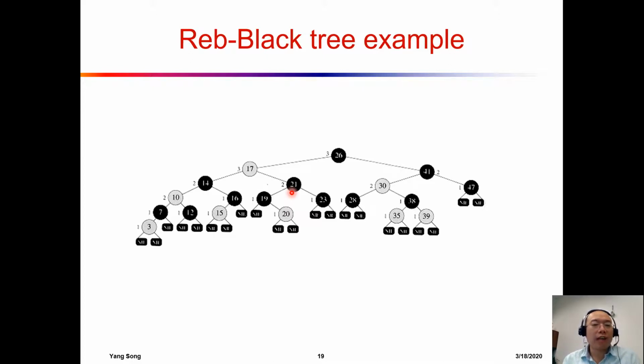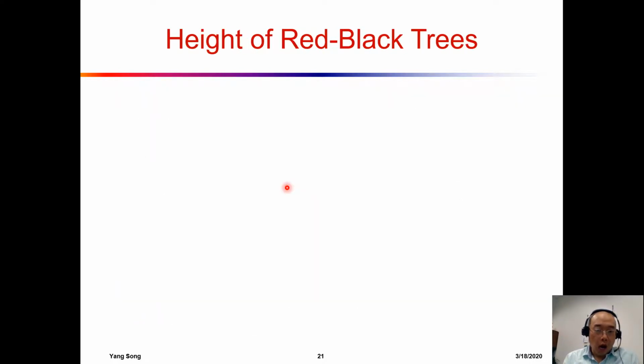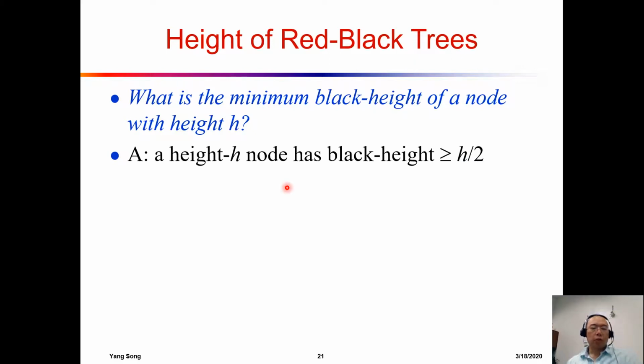So what is the height of 21? The height of the 21, we should take the longest path from 21 down to a leaf, and that is 21, 19, 20, and a nil. So that is 1, 2, 3, 4. If we count the 21, that is a 4. If we don't want to count the 21, that is a 3. Okay? So let me come back. So the height h node has the black height to be h divided by 2. So that is the black height is greater or equal to the height divided by 2.